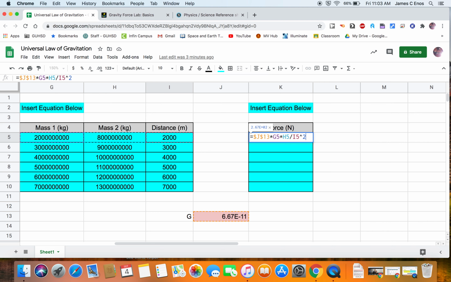So once we get that, we see that we get our force. And I'm going to take now this force and I'm going to drag it down so that way we have this force value given for all the values that we're dealing with.